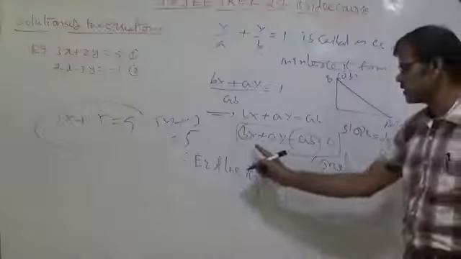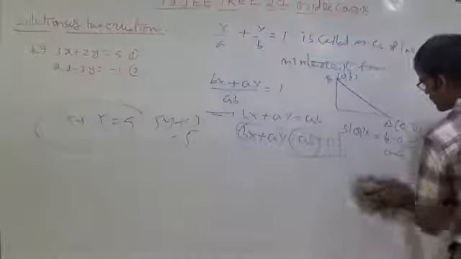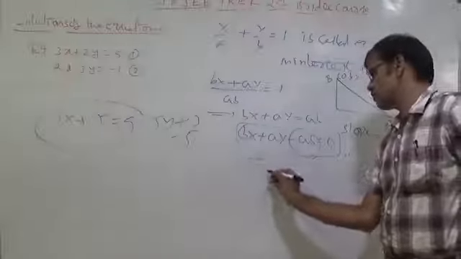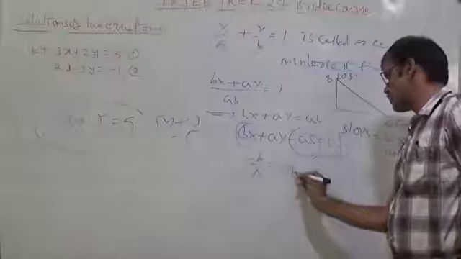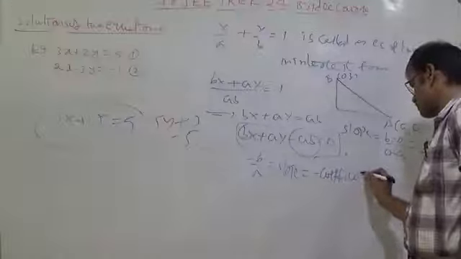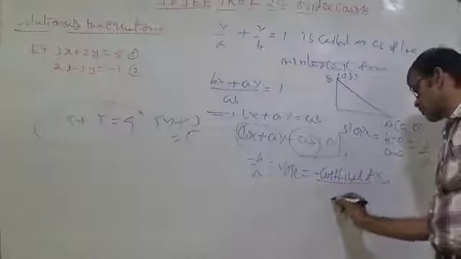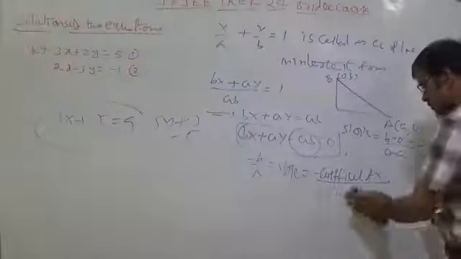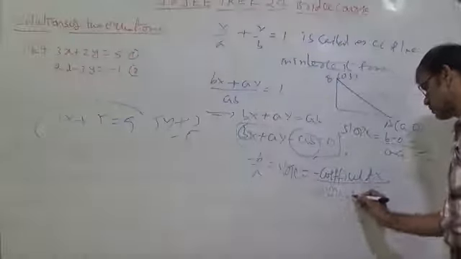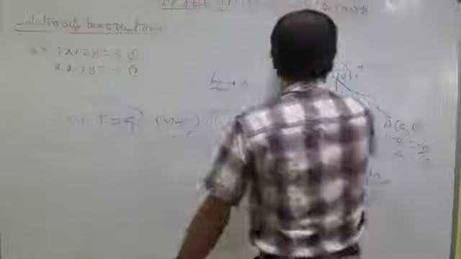So what is happening here? The slope, students, we use the formula y2 minus y1 by x2 minus x1. Here it is minus b by a. So you can write slope is equal to minus coefficient of x by coefficient of y. That is equal to minus b by a. Now, it depends upon this one.